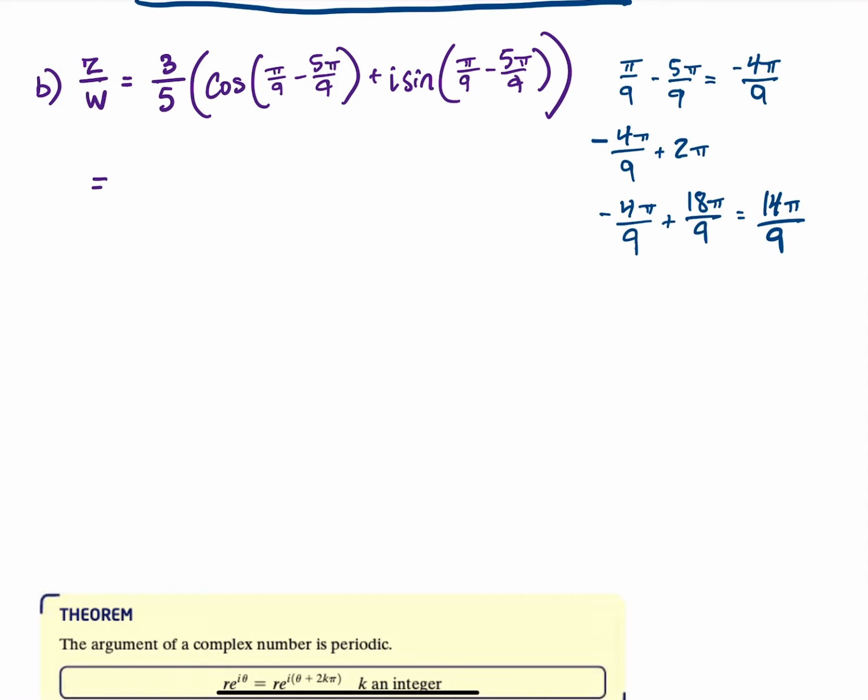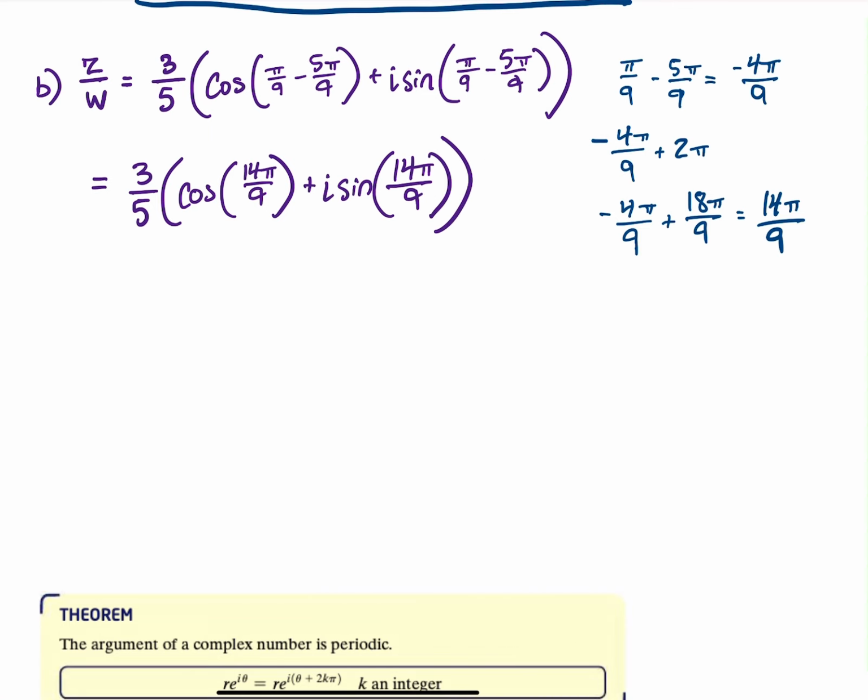So that means we should get 3 over 5 times the cosine of 14 pi over 9 plus i times the sine of 14 pi over 9. So that's our polar form, and then as an exponential, it would be 3 over 5 times e to the power of i 14 pi over 9.